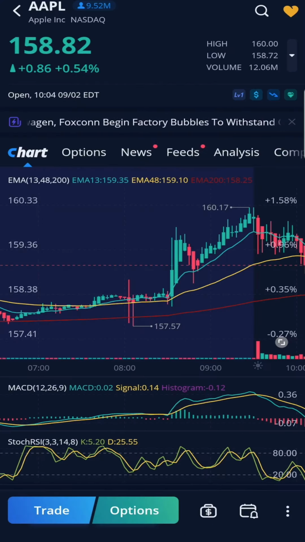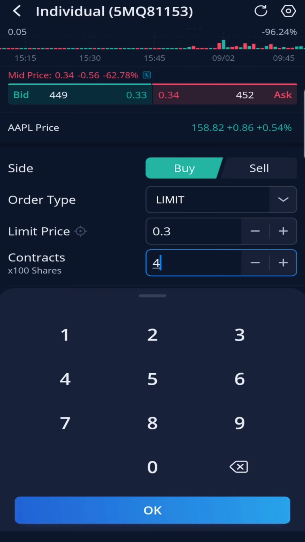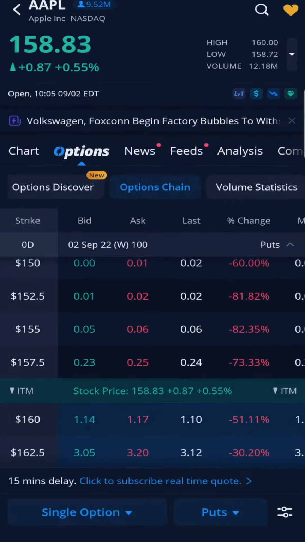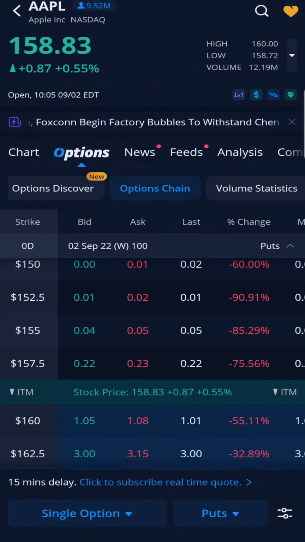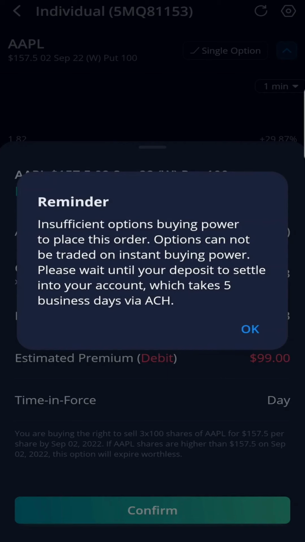transit. Later, I wanted to buy put contracts of Apple at the strike price of $157.50, but Webull gave a reminder. Oh well, I've got to wait until next week before I can trade options again.